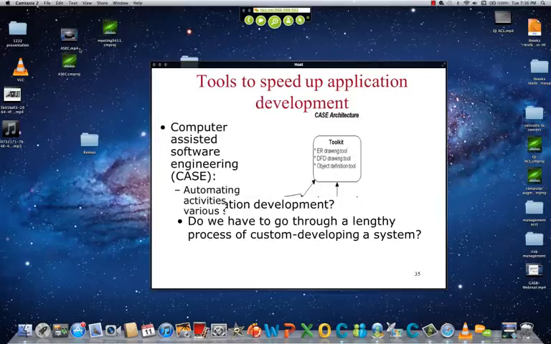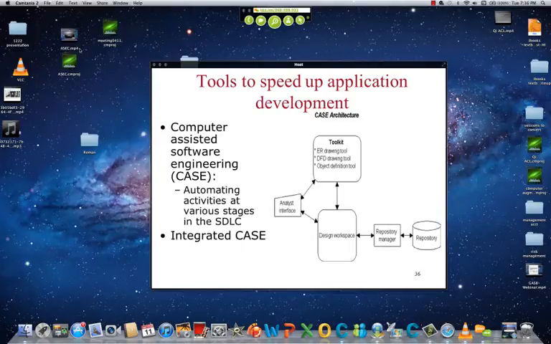One way is to use special software. This software tries to automate something, so less work is needed. There's something called computer-assisted software engineering, CASE.